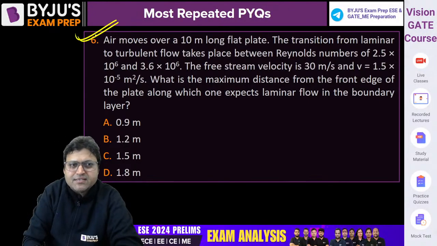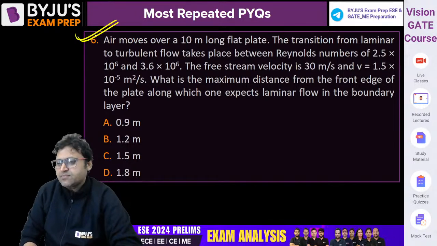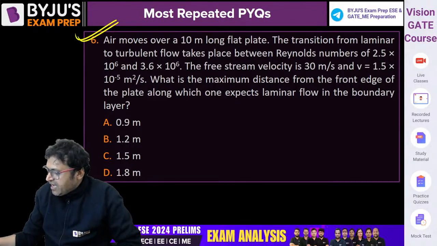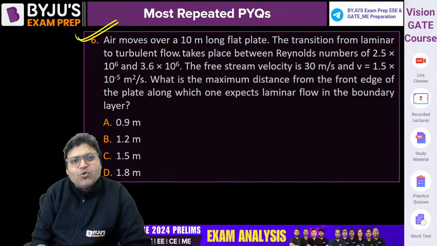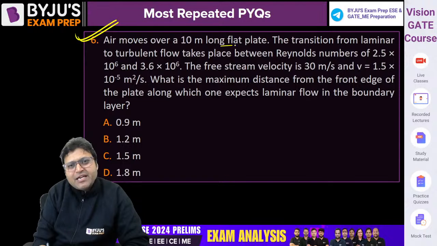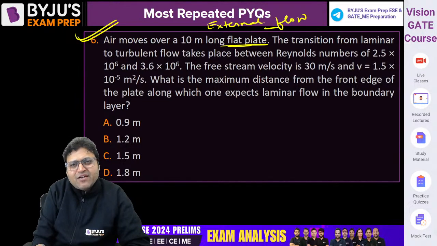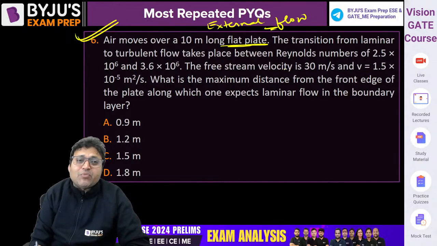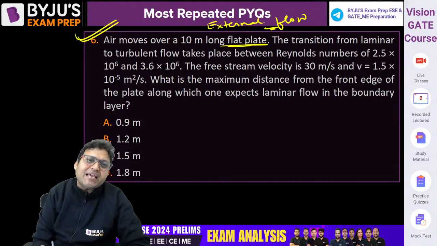Question number 6, next one. Everyone, give it a try. Air moves over a 10-meter long flat plate. It means it is an external flow. The transition from laminar to turbulent flow takes place between Reynolds number 2.5 into 10 to the power 6 and 3.6 into 10 to the power 6. So lower critical Reynolds number is 2.5 into 10 to the power 6. Between 2.5 into 10 to the power 6 and 3.6 into 10 to the power 6, the boundary layer is transitional.